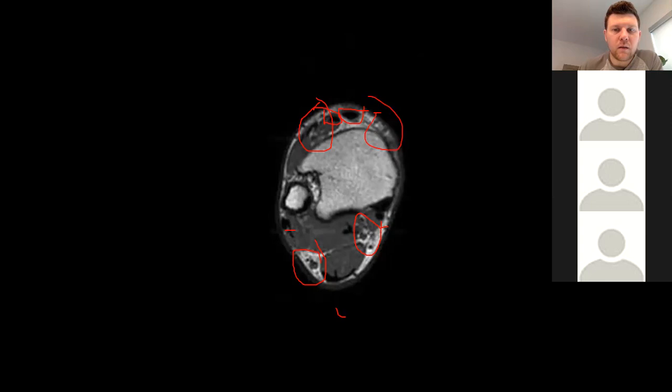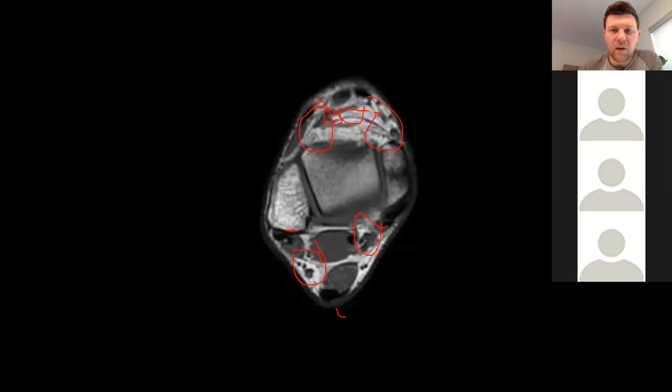I could go next. Let me clear the drawings here. Okay, now we see a few more bones. Still don't know why I can't get my mouse here. There we go.